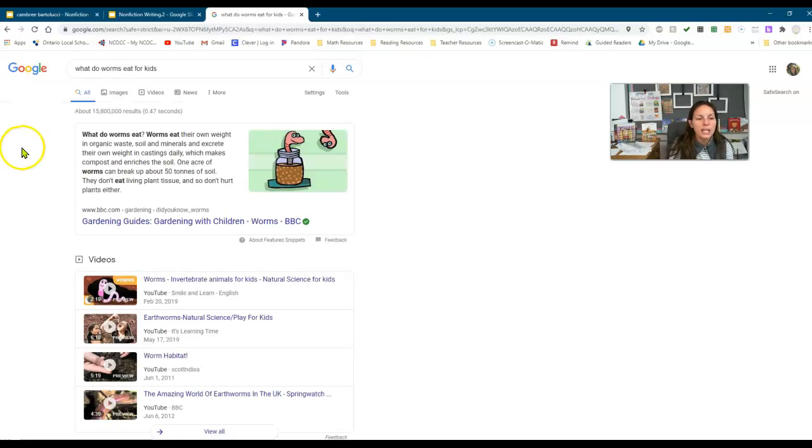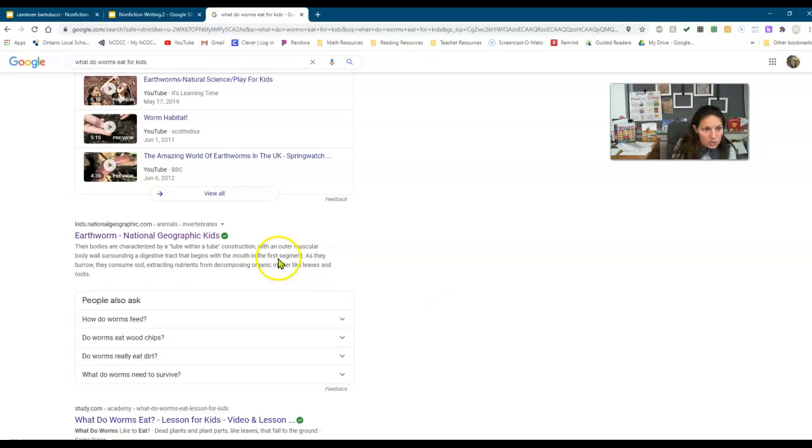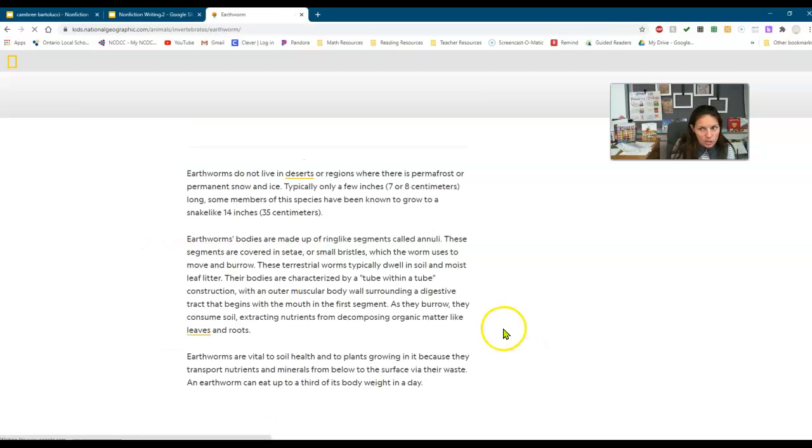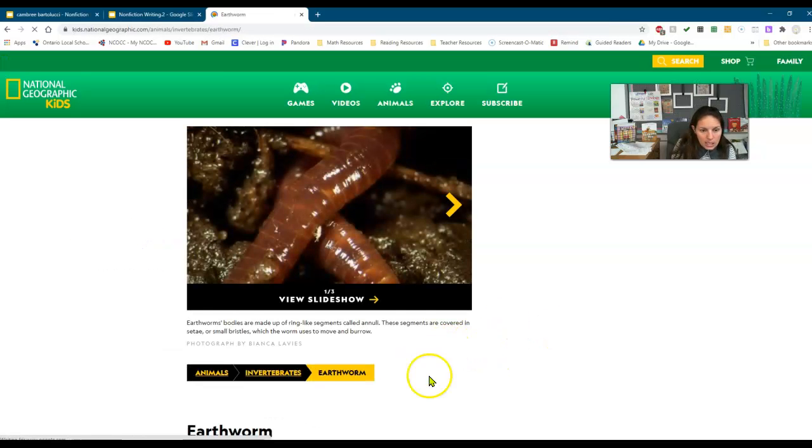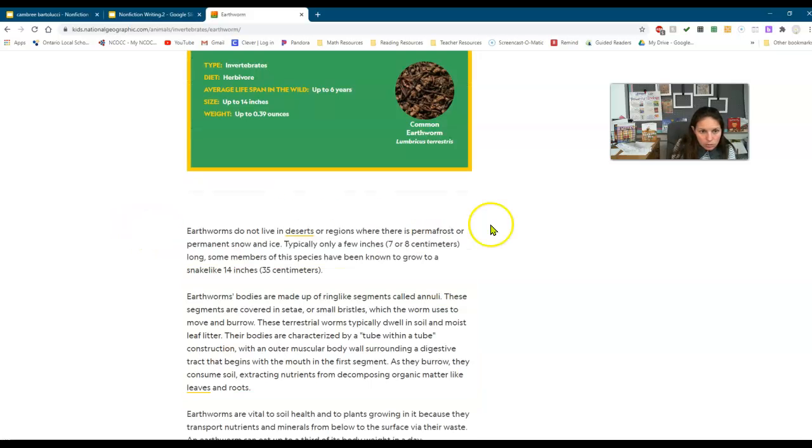And look, it's right here at the top again. I don't even need to click anywhere. Says they don't eat plant tissue. Oh, it doesn't say on that one. But we can scroll down and here's National Geographic. Ooh. And we have where they're found, what their bodies are made of.